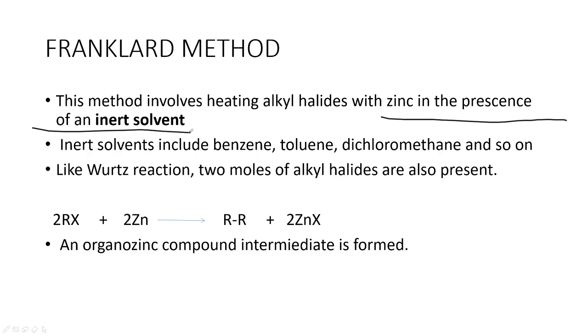Now, like the Wurtz reaction, 2 moles of the alkyl halide is also needed, and it's also used in the formation of higher alkanes. So we have 2 moles of the alkyl halide plus 2 moles of zinc in the presence of an inert solvent, and this is going to yield an alkane and zinc halide. Now we find out that this is similar to the Wurtz reaction, but the major difference between these two reactions is the mechanism which it will follow. Now, Frankland's reaction will yield the formation of an organozinc intermediate compound. That is the major difference between these two reactions, and the reagents, obviously.